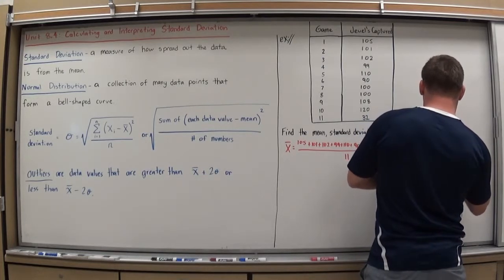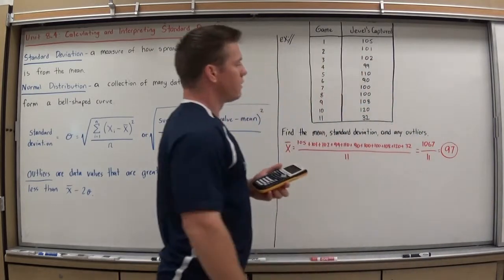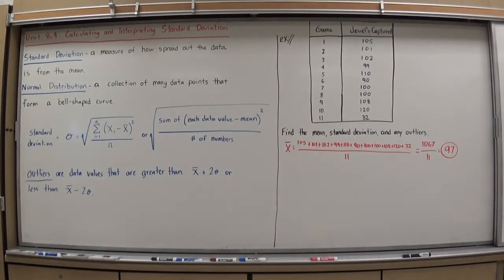I'm going to divide that by 11, and I get a mean of 97. Okay, so now I know where the average of this data is. On average, he captured 97 joules. Okay, but are there outliers in here? Is there a number that kind of stands out? Well, the standard deviation will help me find exactly what that is.